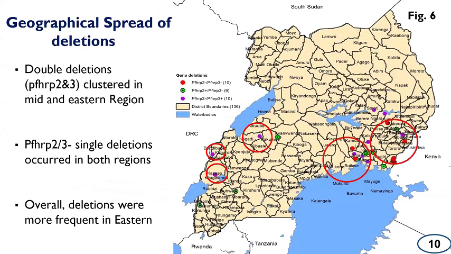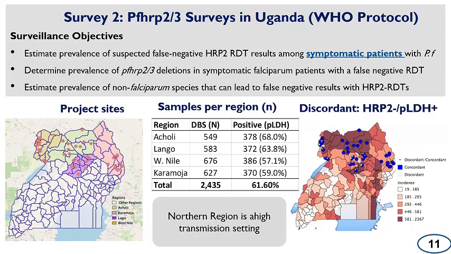So we mapped out using geographic information system where these deletions were detected in terms of regions, and we can see that most of the HRP2 deletions were detected around the eastern region, but also in western region. We did the second survey in 2023, and we had 3 objectives: to estimate the prevalence of suspected false negative RDTs, but also determine the prevalence of HRP2 deletions among those false negative RDTs. But we also looked at NPF species.